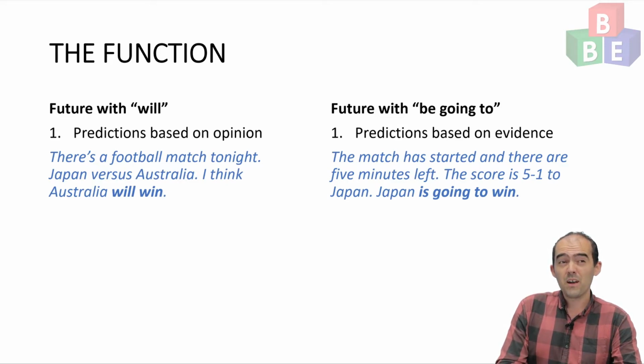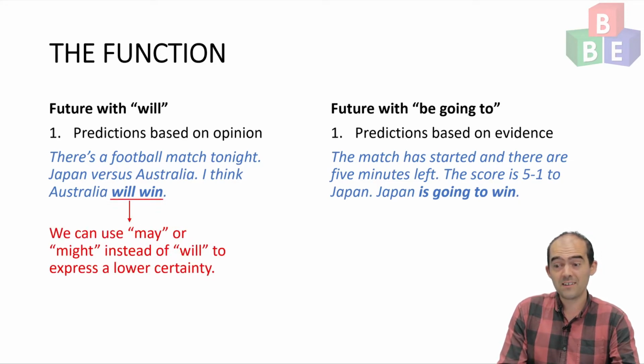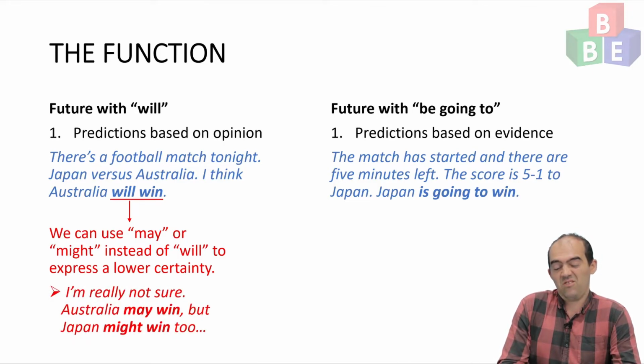If I want my opinion prediction, my will prediction, to be even less certain, I can use different modal verbs. For example, may or might. This expresses a lower certainty. So, I'm really not sure. Australia may win, but Japan might win too.